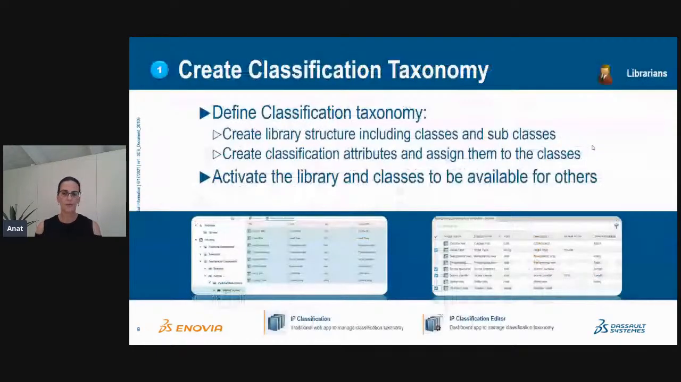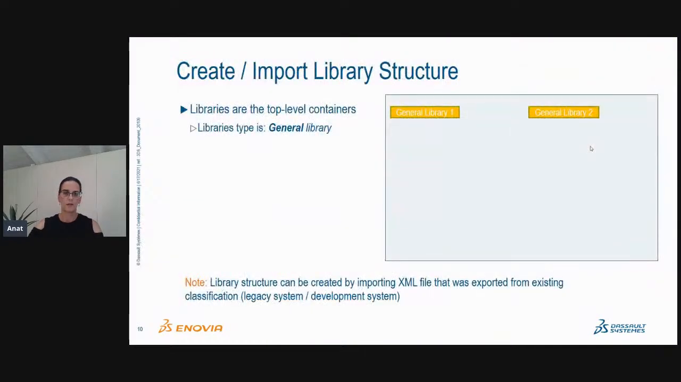So as mentioned, the first step would be to create a classification taxonomy. What does it mean? The librarian will create the library structure, including classes and subclasses, and also create the classification attributes and assign the classification attributes to the different classes in the structure. And then we need to activate all new libraries and classes to publish them, to make them available for others.